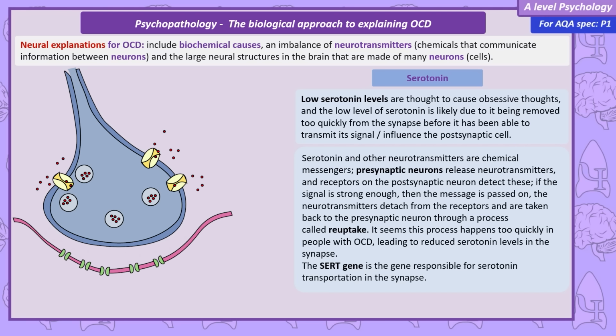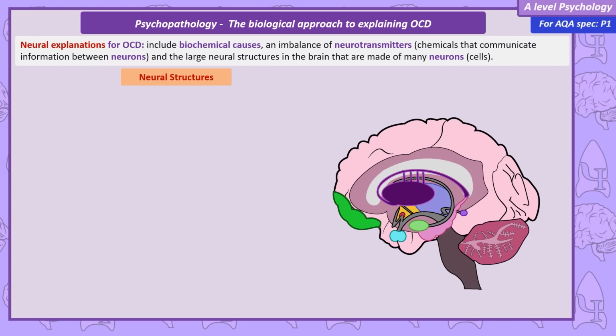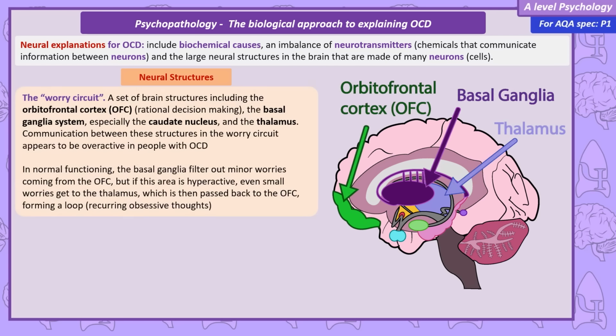The SERT gene mentioned in the previous section is the gene responsible for serotonin transport in the synapse. Looking at larger structures in the brain, the communication between a set of brain structures termed the worry circuit is overactive in people with OCD, leading to an inability to filter out small worries.